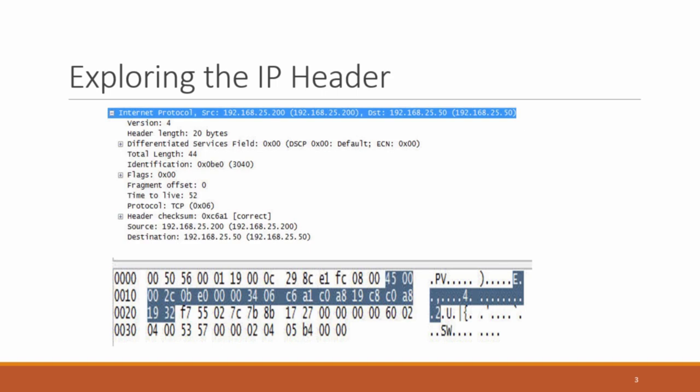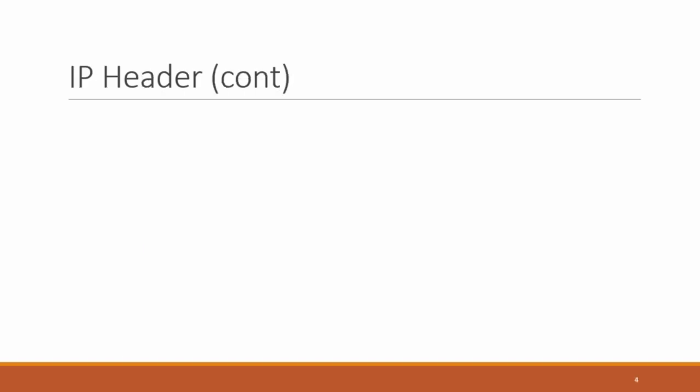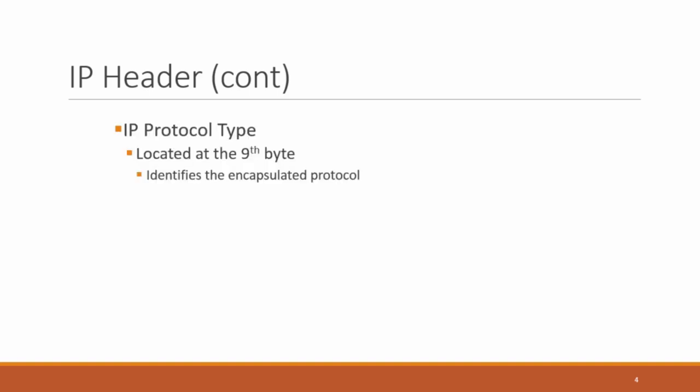So when we look here, we have the IP header as it appears in the middle and bottom window of the Wireshark tool. As it shows, these are the components of the IP header, and the encapsulated protocol is TCP. We know the encapsulated protocol because of the type field from within the IP header. This is located at the 9th byte offset.